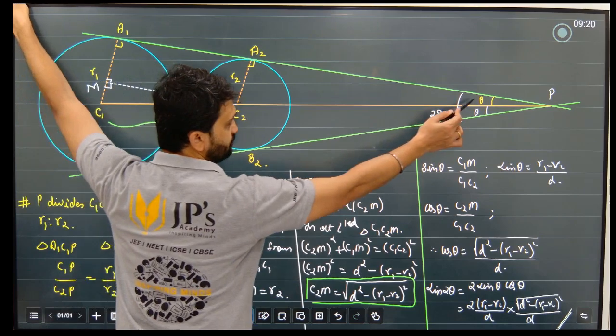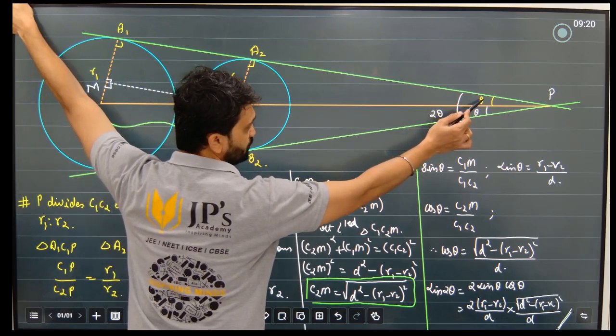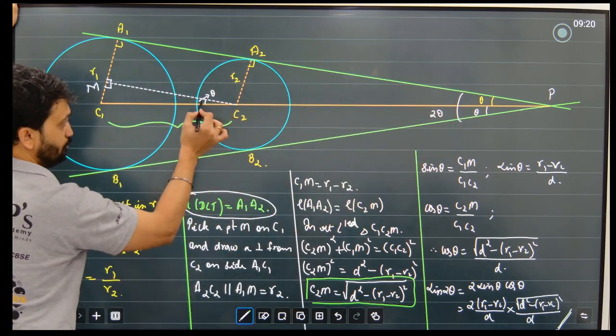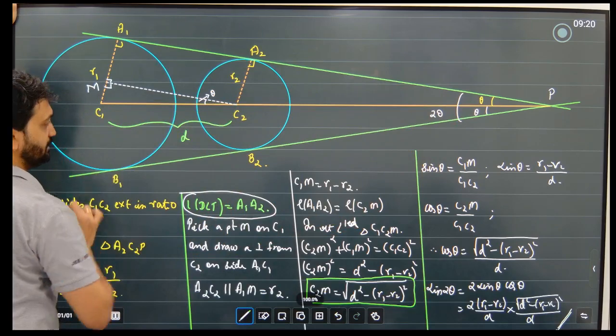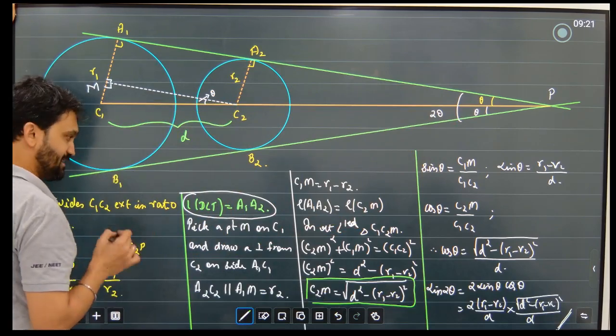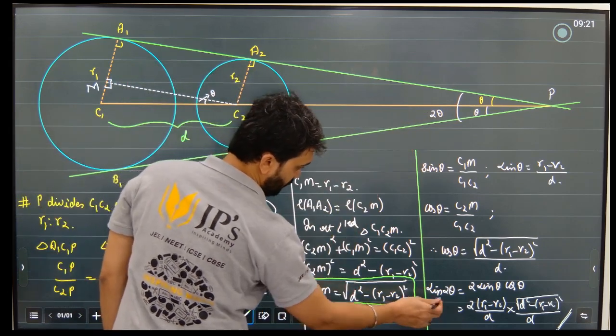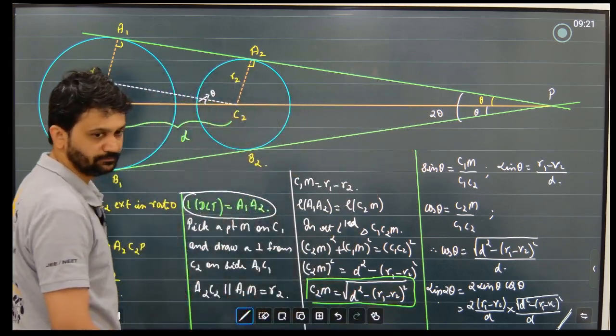Then we shift our attention towards the angle, that is theta is mid. We first found sin theta, see this is theta, very good, theta is formed here, and we found sin theta and cos theta. And lastly, since 2 theta is the angle between the two direct common tangents, we found the value of sin 2 theta.